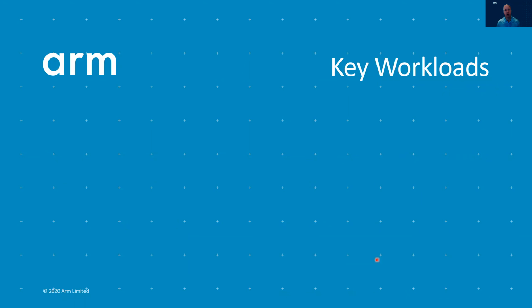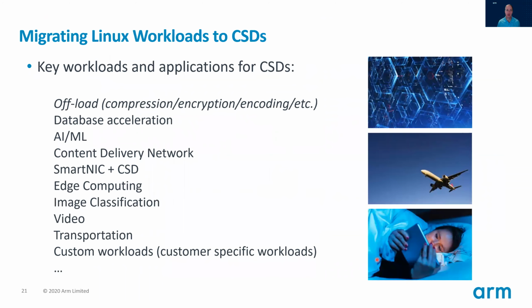So let's take a look at the key workloads. There's lots of workloads listed here, and we can come up with lots of different examples. Offload, compression, encryption, and encoding are certainly some very obvious and key workloads. Database acceleration is another one. If you've got a very large database of information, whatever that information may be, why move all that information from the database to the server in order to perform a query and search?